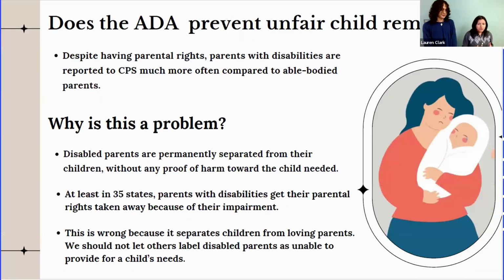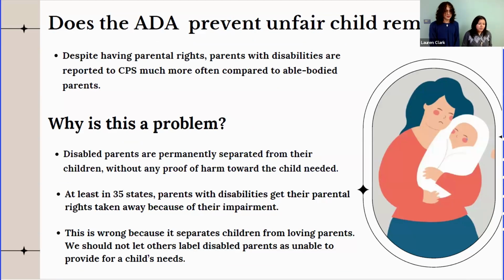And what's really concerning is that although the ADA does provide these protections, it's not really put into practice, and it doesn't really protect parents with disabilities from unfair child removal. So despite having parental rights, parents with disabilities are reported to CPS much more often compared to able-bodied parents.